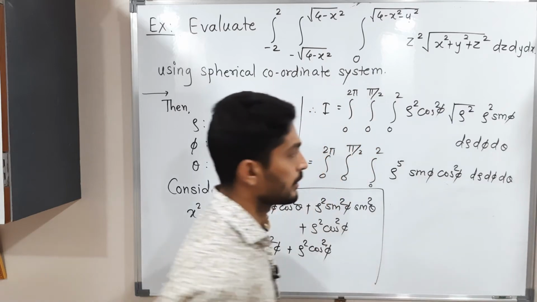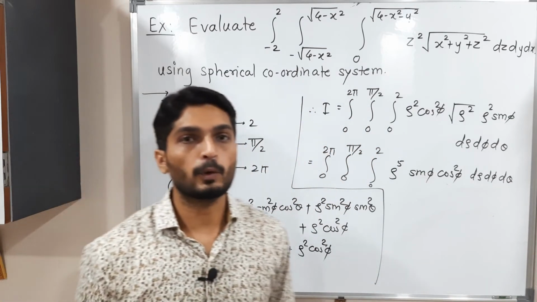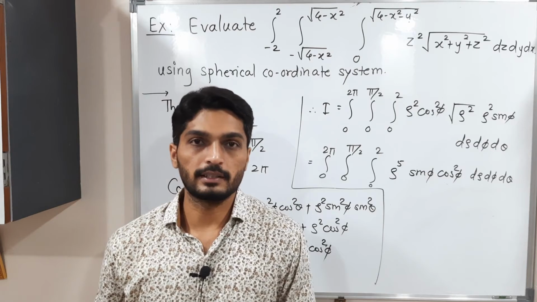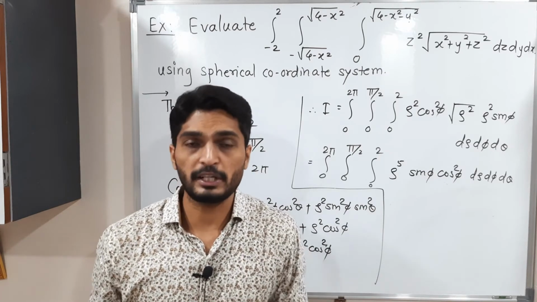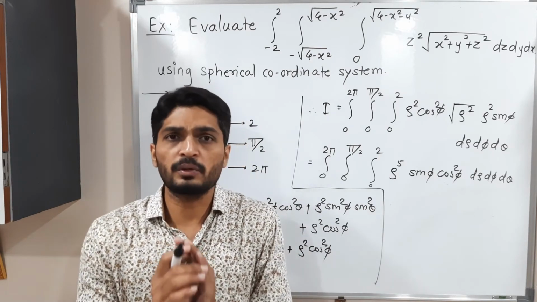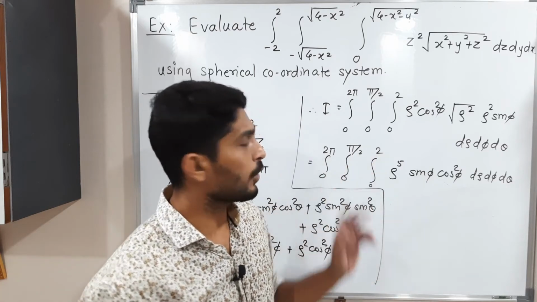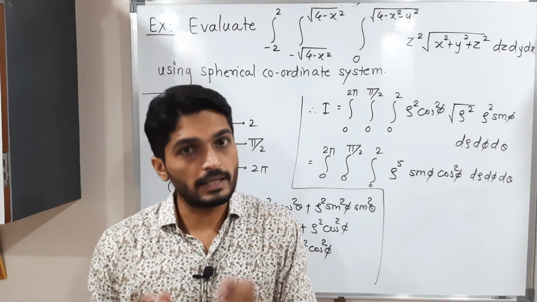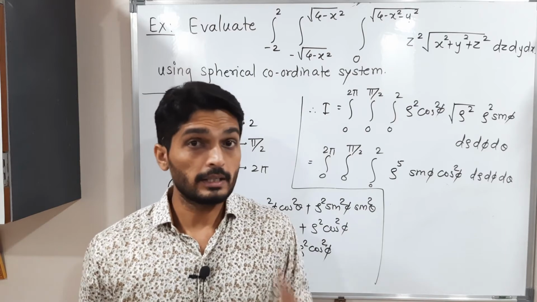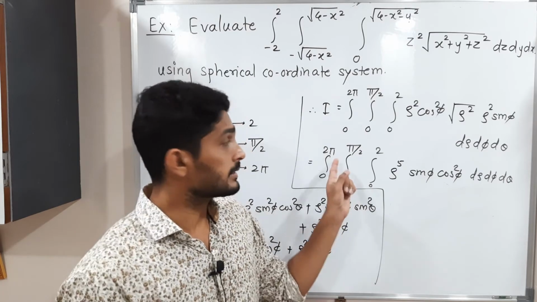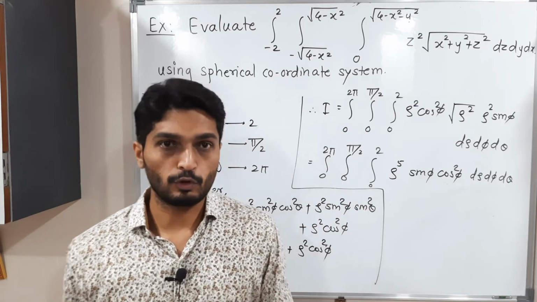So I will say it's a very simple problem because simply multiplication is there. There is no addition, there is no subtraction, and limits are also independent. That means all limits are constant. So that's why we can take separate integrations. It is because only these limits are constant, otherwise it is not possible.